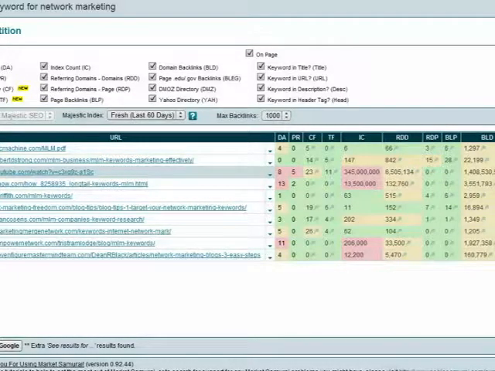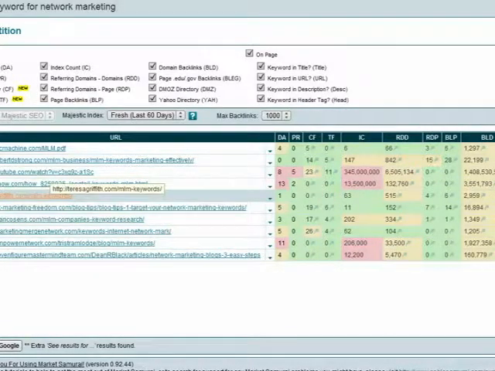Those are the first 3. And then the backlinks, the first one only has 6 backlinks, the second one 28, and the third one has 0. But there's not much chance of traffic here because nobody's really looking for this term. So keyword for network marketing is not really a good phrase either.